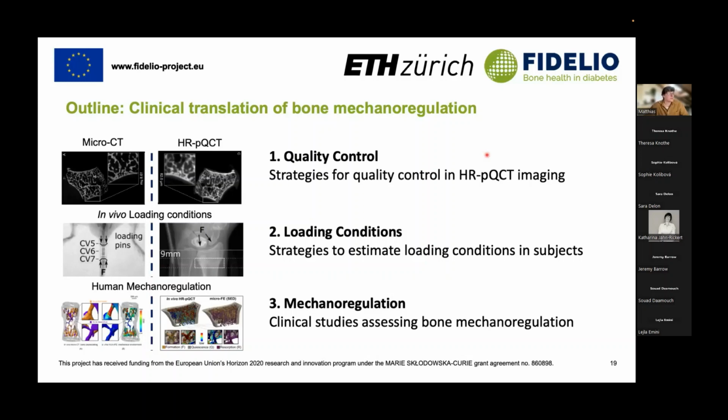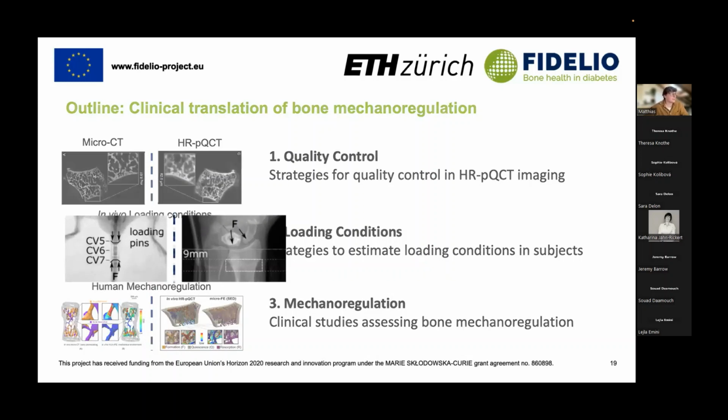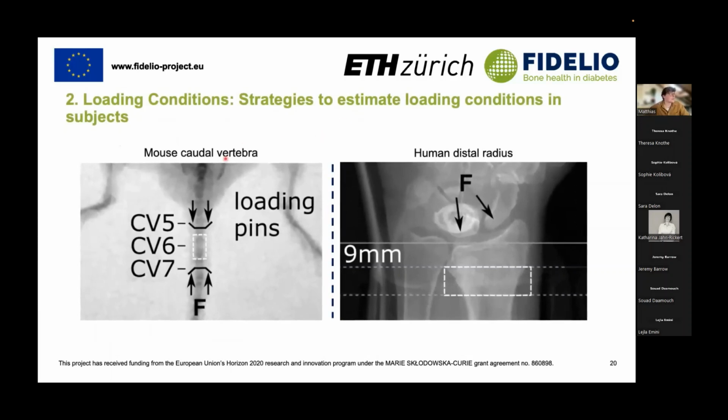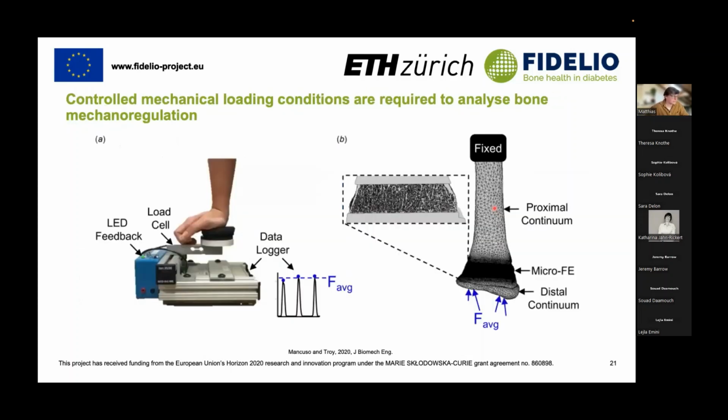The second big issue that I want to talk about is loading conditions. As I mentioned, in animals, we have really controlled loading conditions via, for example, loading pins, whereas in humans, there's different loading from day to day, and it's much more complex how, for example, the radius is loaded compared to the mouse caudal vertebra. I highlighted the study earlier already, where they tried to supply a very controlled mechanical stimulus to patients. I think this is a really cool concept, where they have this radius loading device and apply different magnitudes and frequencies to the distal radius of patients.